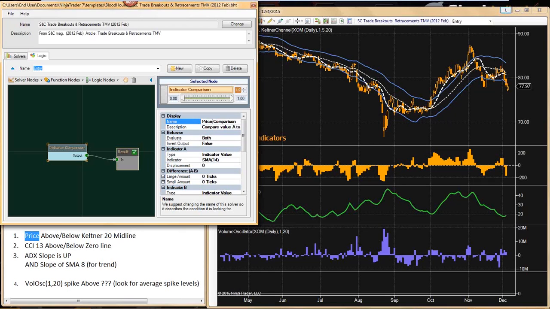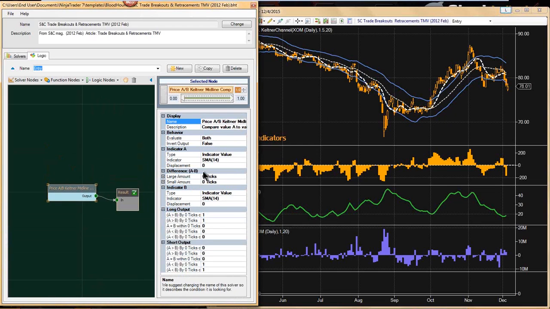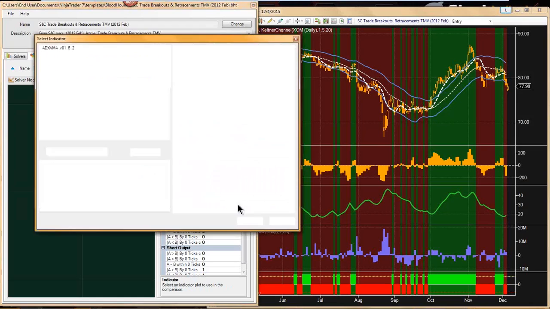All right, we're going to see if price is above or below the Keltner midline, like so. So we're going to set indicator A to the price. Right, and all these price type functions is what I'm going to cover next after this section. And let's see, next we're going to put the Keltner in indicator B here.